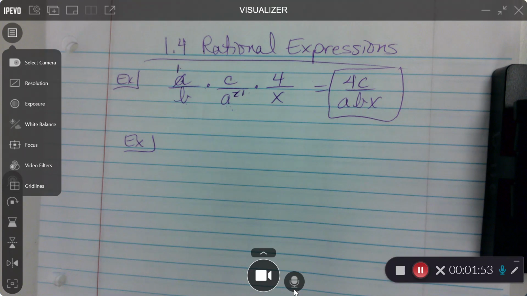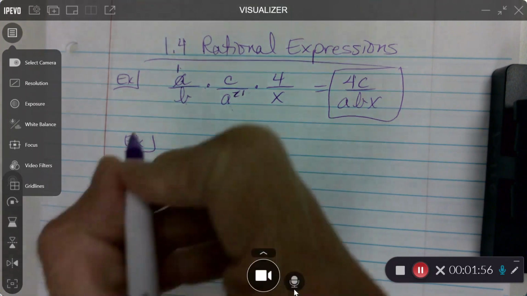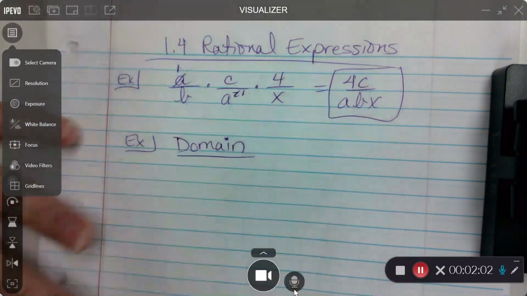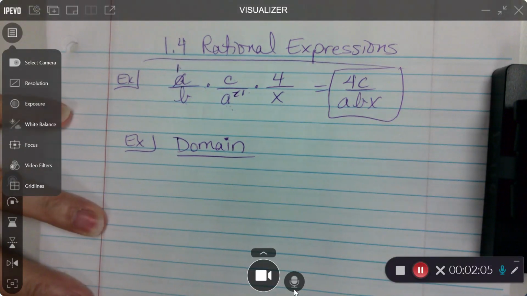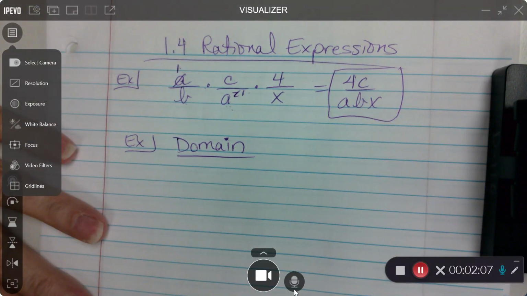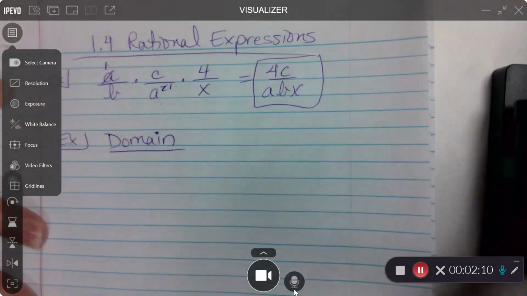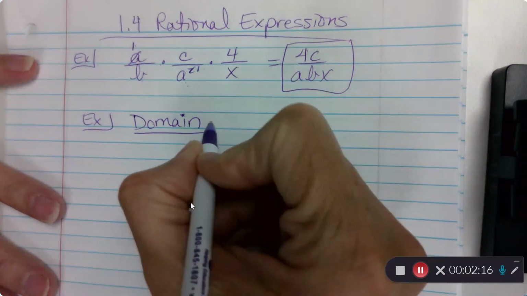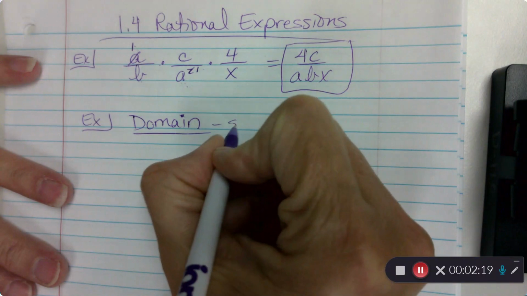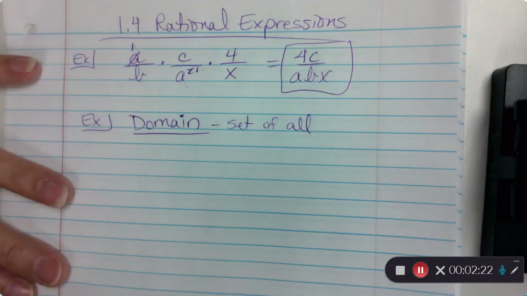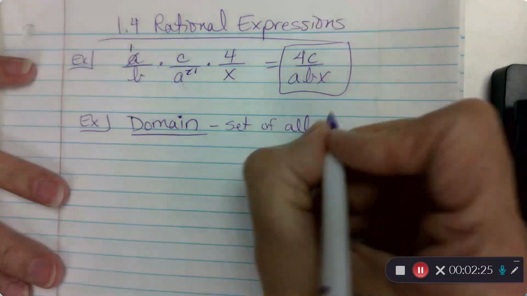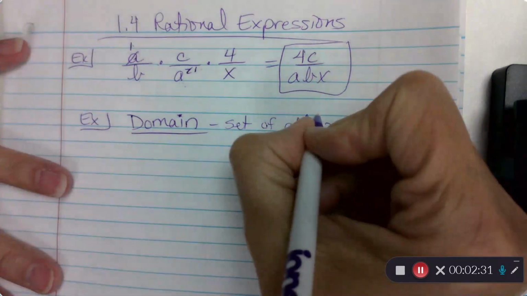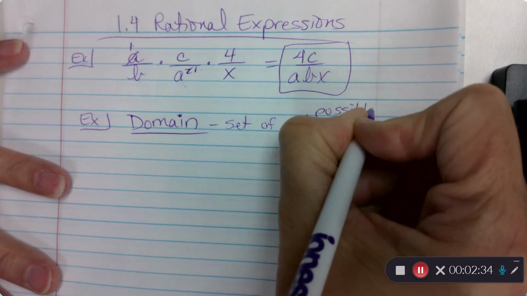I need to bring out domain too. I know for some reason domain just throws people for a loop. Most people can give me the definition of domain. What is the domain of a function? The set of all x values. That's what a domain is, right? Or we should say all possible x values, right?